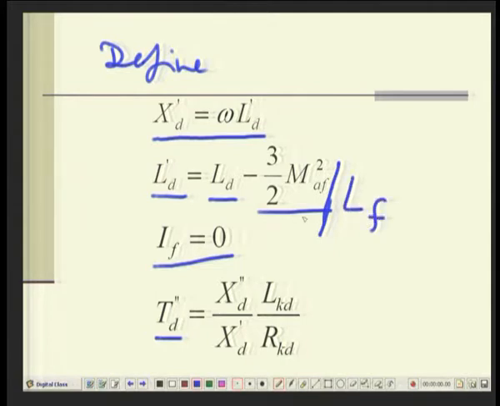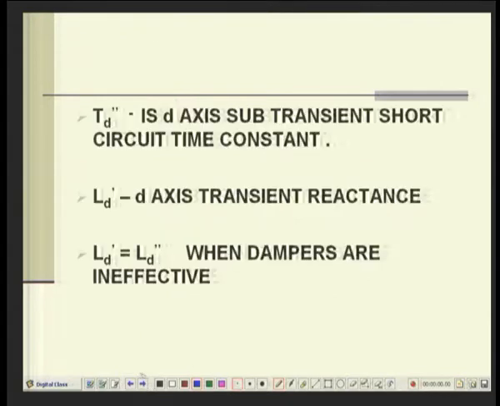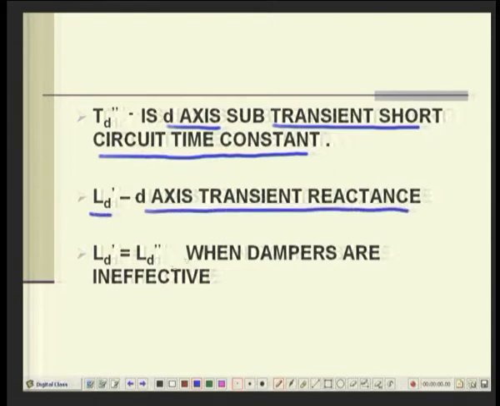LD dash is LD minus 3 by 2 LAF square, or MAF square by LF, where LF is the inductance of this. And we have a term TD double dash is XT double dash by XT dash, LKD by RKD, right. Now, this is called TD double dash, the D axis subtransient short circuit time constant, and LD dash is designated the D axis transient reactance.